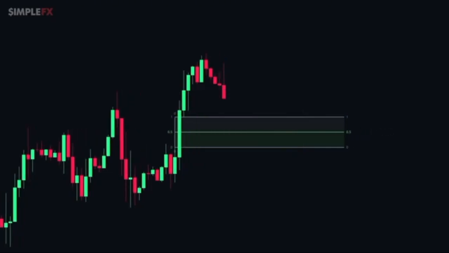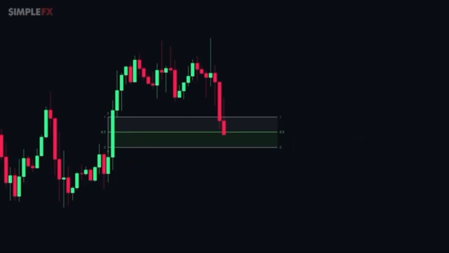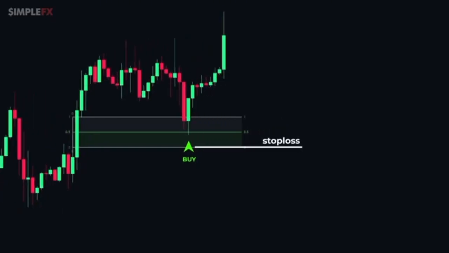Next, you wait for the price to retrace to the midpoint. Once it does, you're good to enter the trade, so you open a buy position. And as for your stop loss, set it at the break of the fair value gap or the point of invalidation.